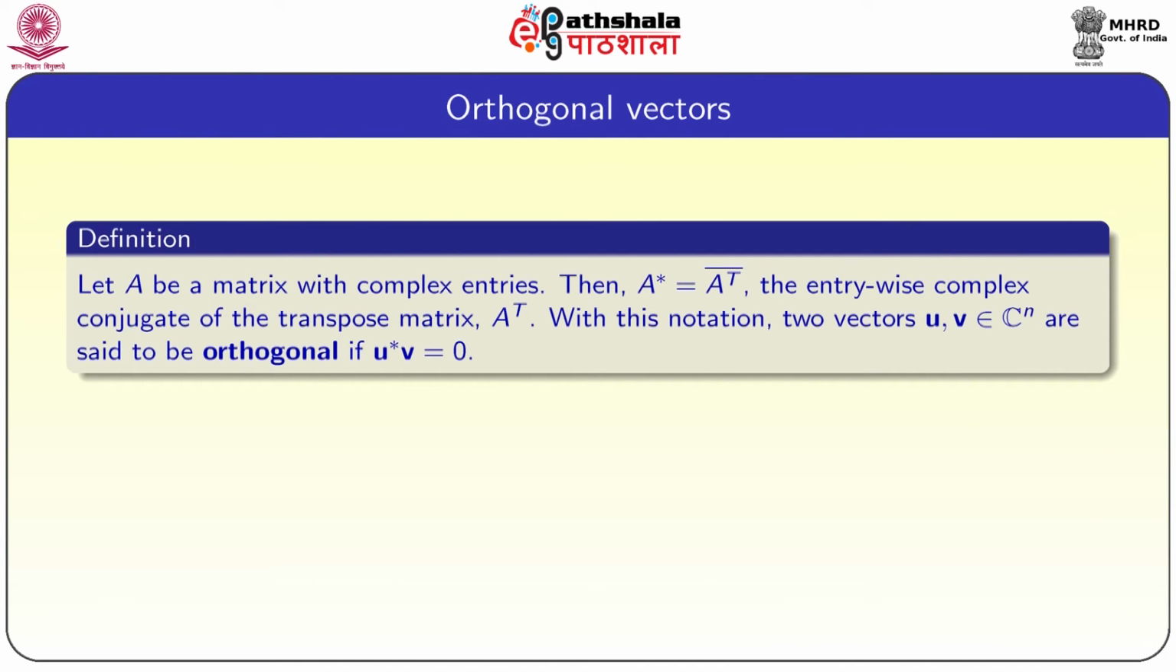Now, we are going to define orthogonal vectors. Let A be a matrix with complex entries, then A star is defined as A transpose conjugate, that is, entry wise complex conjugate, then we will transpose the matrix. So, with this notation, two vectors u and v, vectors also we can consider as matrices of size n by 1, that is column vectors or column matrices, are said to be orthogonal if u star into v is equal to 0.